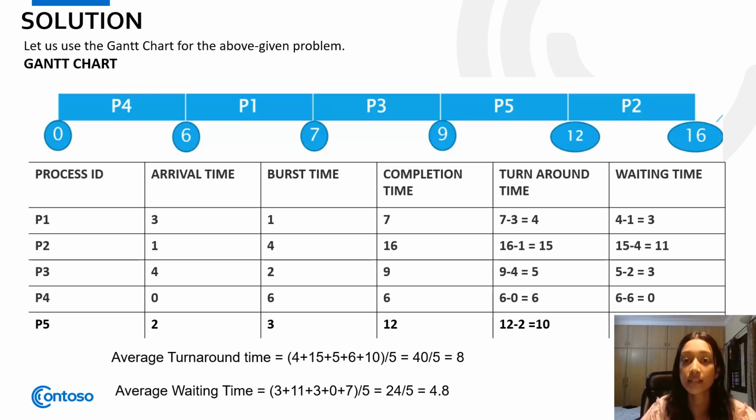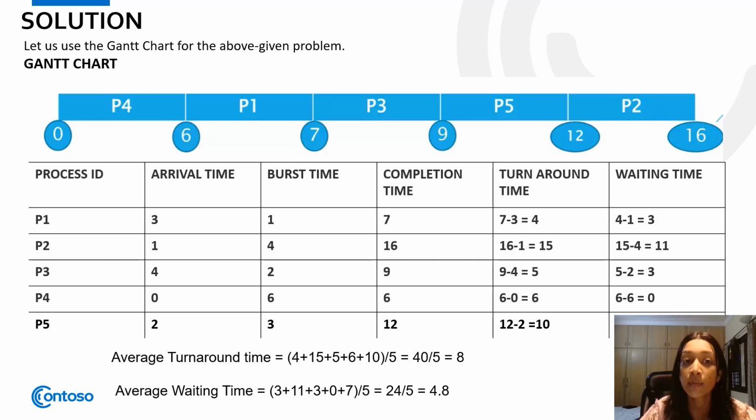Now to calculate the turnaround time, we will subtract the arrival time from the completion time. So 7 minus 3, that is 4, would be the turnaround time for P1. 16 minus 1, 15 is the turnaround time for P2. 9 minus 4, that is 5, is the turnaround time for P3, and 6 minus 0, that is 6, is the turnaround time for P4. In a similar way, 12 minus 2 equals 10 is the turnaround time for P5.